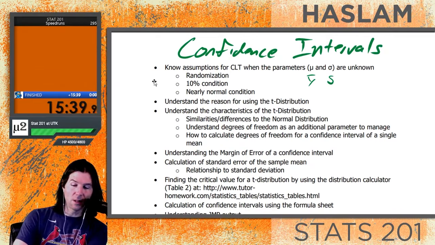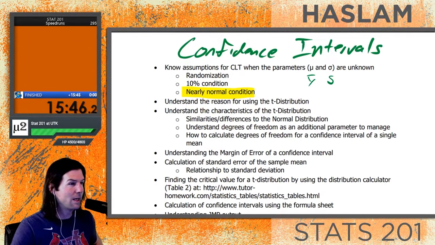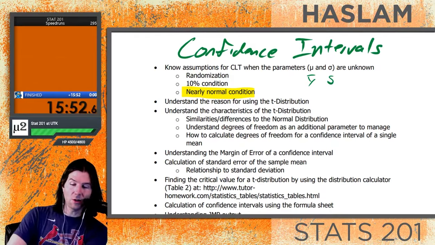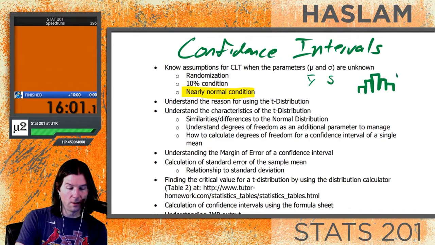Now, I like to put large enough n and nearly normal together, because we can technically use large enough n right here. It's just in other instances we can't. For the first one, we can't use the full extent of the nearly normal. Now that we can actually view the distribution, and it's no longer theoretical, we can actually look at the distribution. And if it looks normal, we are good.